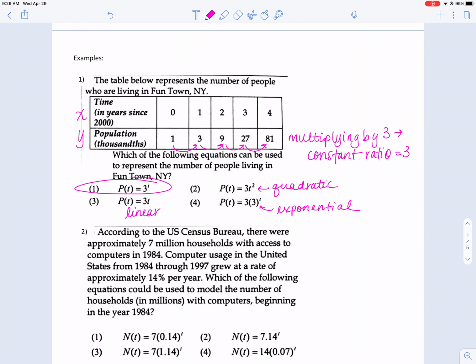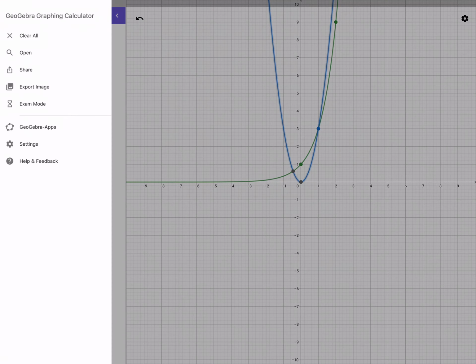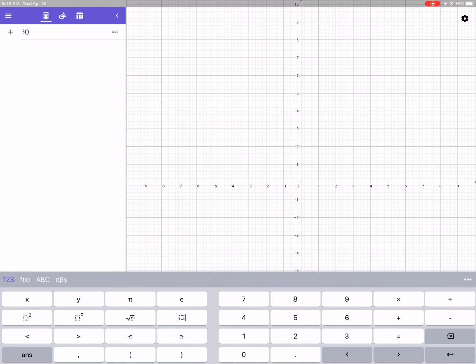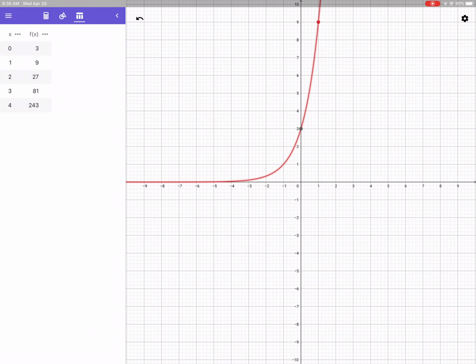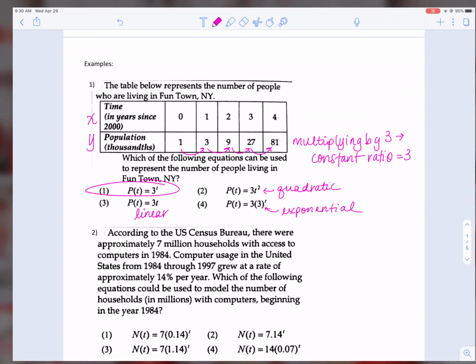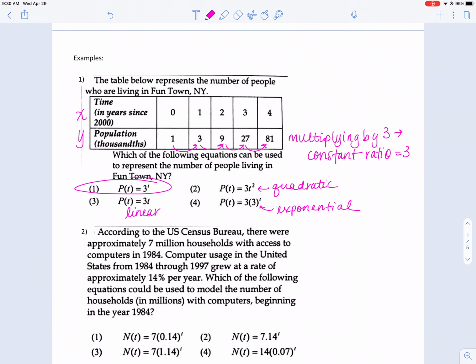If I do 3 times 3 to the x, so if I just clear these out and I do 3 times 3, and I raise that to the x, so that's also exponential. But if I use my table and I go 0 to 4, my first value, 0, is 3. 1 is 9. That's not what we have. 0 is 1. 1 is 3. So this one just had the wrong table. I would just write wrong table. It had to be choice 1. Okay, so let's try another one.